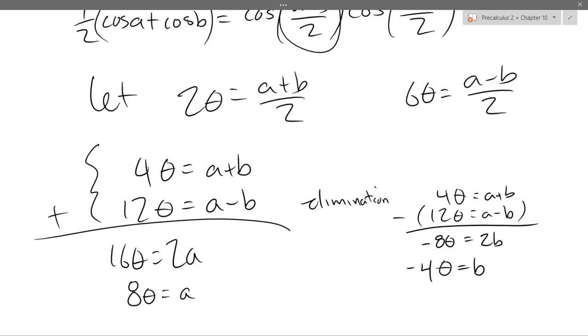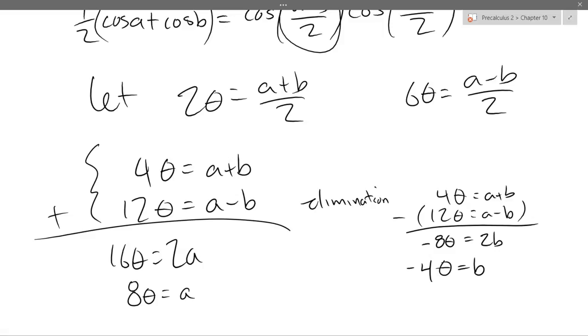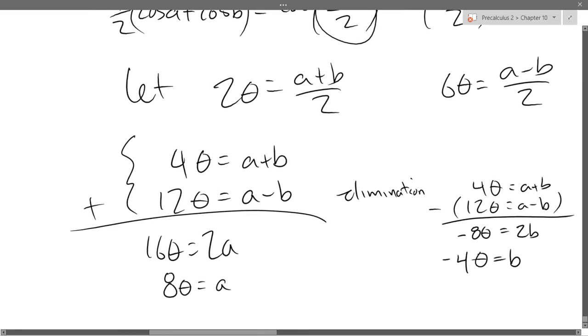Any questions on those two? How do you check if you're right? Plug it back in. So I'm going to check in the first: 4 theta equals A plus B. What is our A plus our B? 8 theta minus 4 theta is 4 theta. So that works. And what is A minus B? 8 theta minus a negative 4 theta is 8 plus 4 theta is 12 theta. So it solves it. All right, so we got A, we got B.